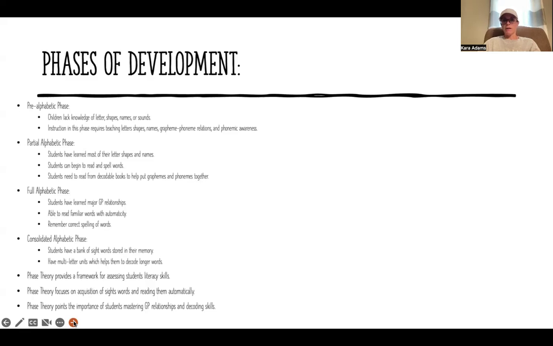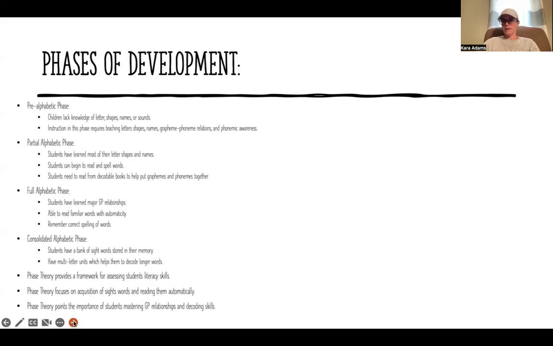The full alphabetic phase, students have learned the major grapheme phoneme relationships. They're starting to be able to read the words automatically. And they're starting to remember how to spell words automatically. And then the last phase is the consolidated alphabetic phase. Students have lots of banks of sight words and how the letters and sounds go together. And they're using multi-letter units, which helps them to decode longer words.